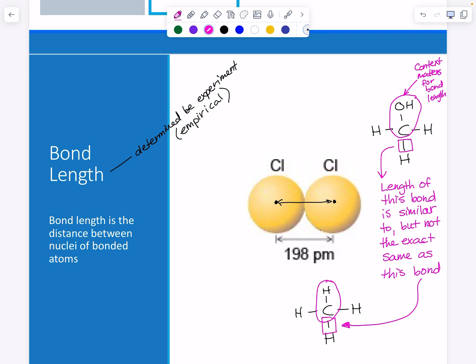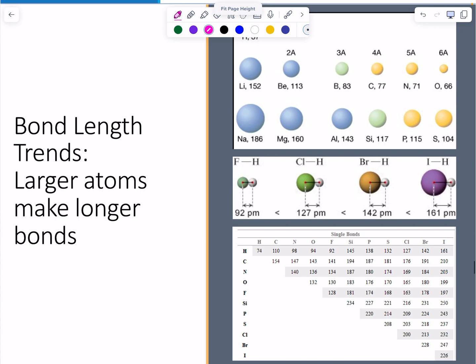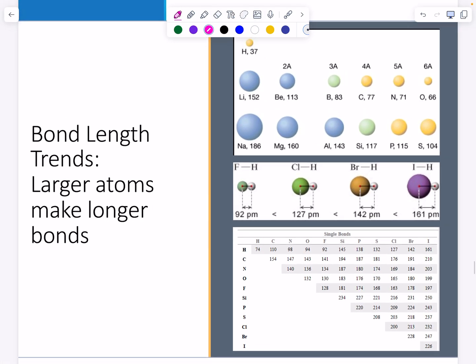All right, so you will see tables of bond lengths, and those bond lengths are averages. So let's go to the next page. Again, we've got two things going on here. We have electron affinity between the two different atoms in the bond, and we have atomic size. So the greater your electron affinity, the smaller your atom gets.